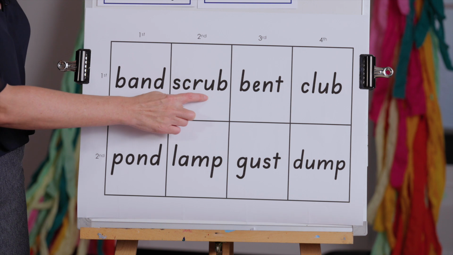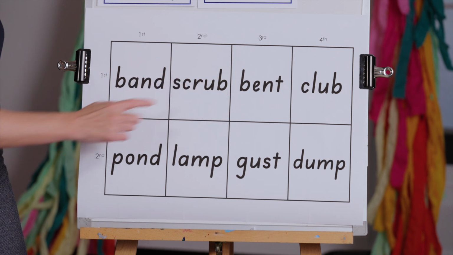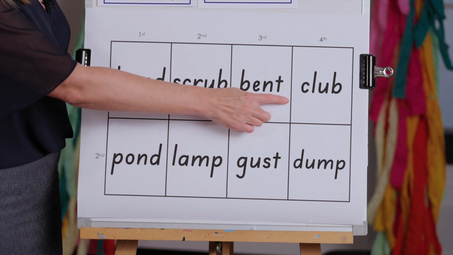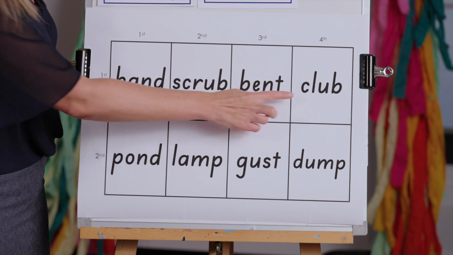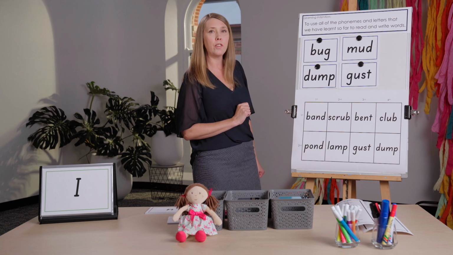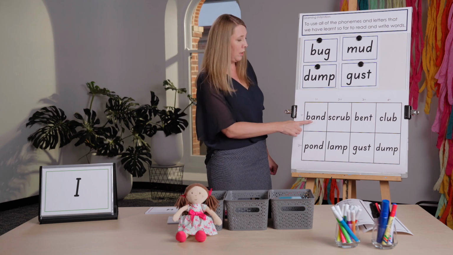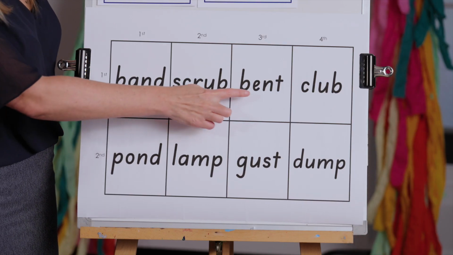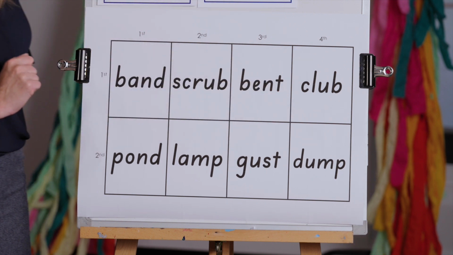Sk, R, A, B, scrub. B, E, N, T, bent. K, L, A, B, club. Let's read the first row as whole words. Are you ready? Band, scrub, bent, club.